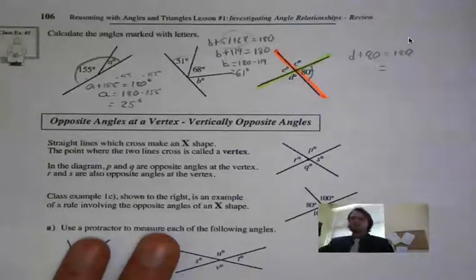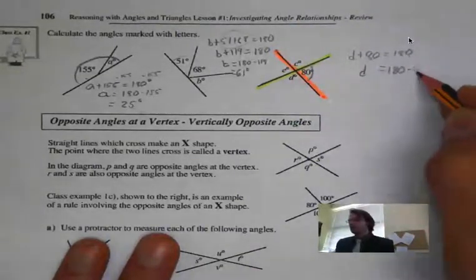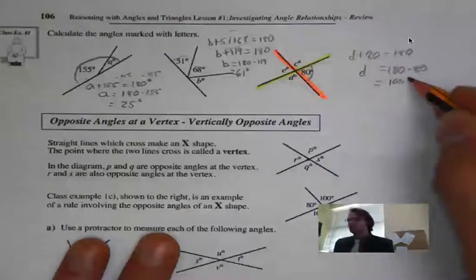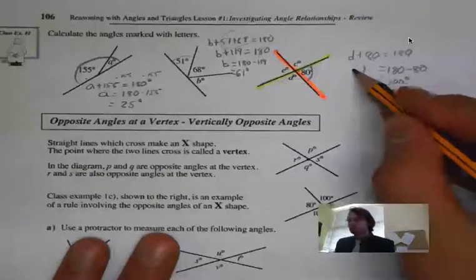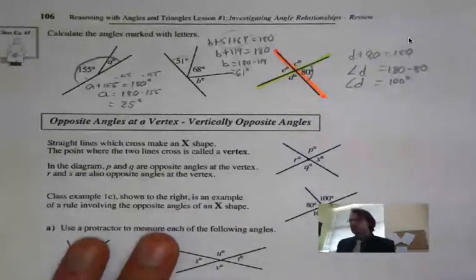Let's go out a bit. So let's continue this. Then D is equal to 180 minus 80. So my D is equal to 100 degrees. That's what angle D is. Normally you denote it like that.